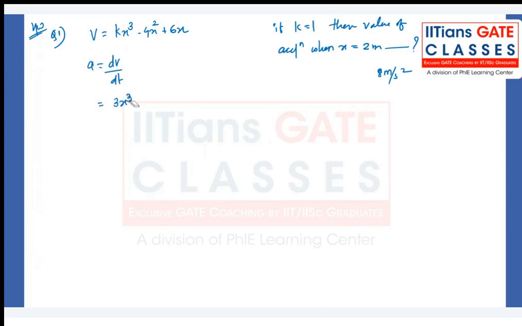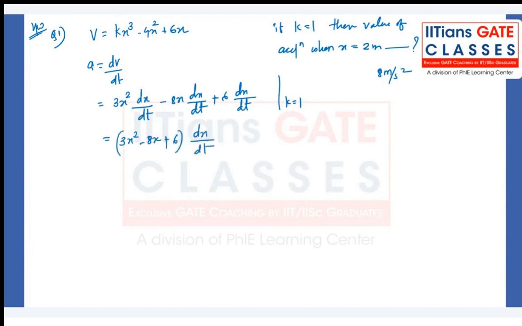So it is 3x^2 dx/dt, plus 8x dx/dt, plus 6 dx/dt. I'm by default considering here k is equal to 1 because it's given. So if you take dx/dt common here, what you will get is (3x^2 minus 8x plus 6) into dx/dt. And what is dx/dt? That is velocity, and it's already given. This is nothing but the velocity.